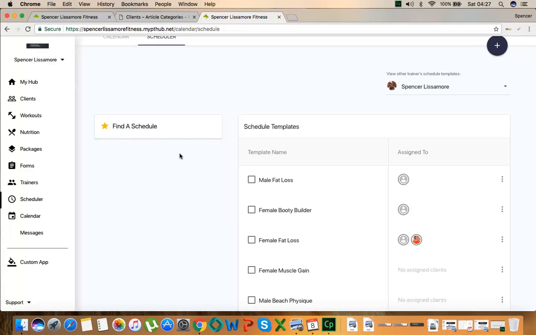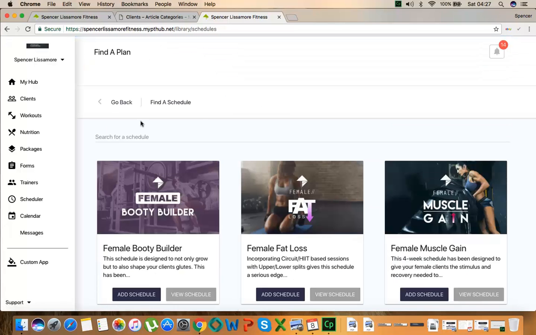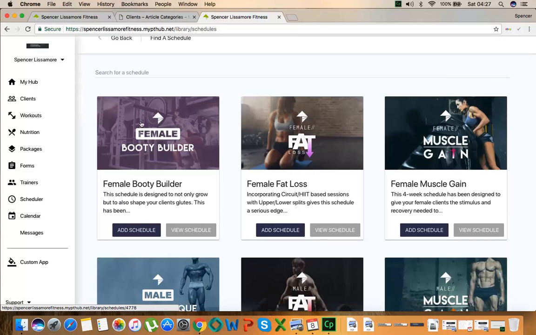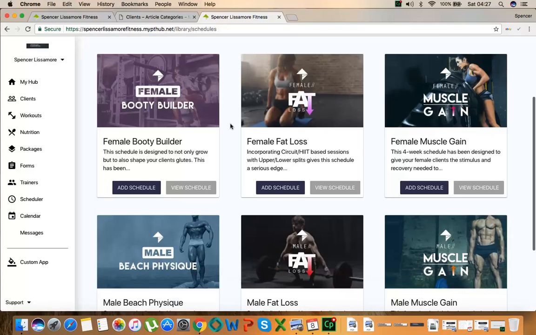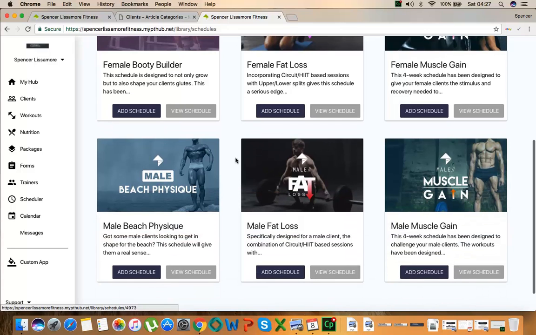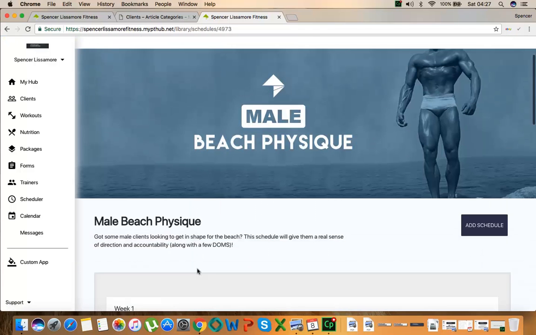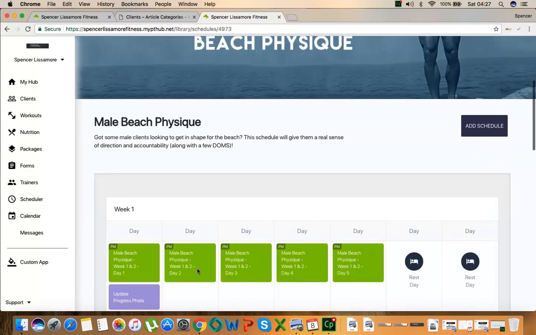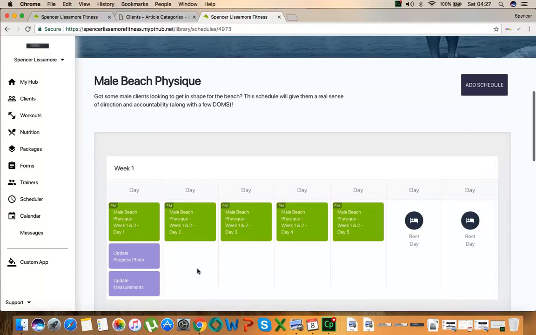Right then. Find a schedule. We've got schedules. It allows people to be more accountable and allows me as a trainer to keep track. Lovely picture there, Steve Reeves. I'm not saying you're going to look like Steve Reeves after the Male Beach Physique schedule, but it's at least going to give you some inspiration. So, the Male Beach Physique schedule: you want to look in shape for the beach, and this is what we're going to do.